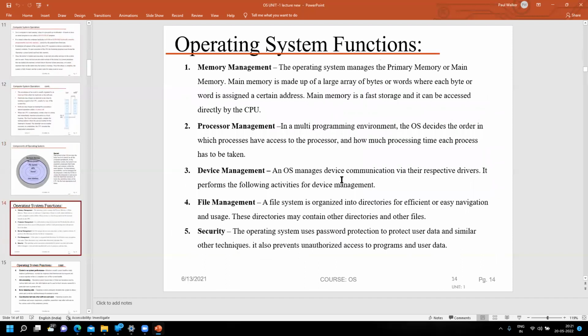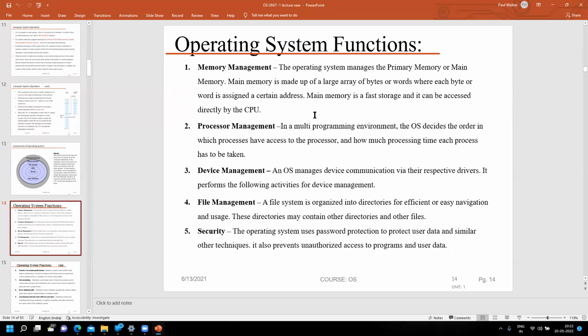The next topic is operating system functions: memory management, process management, device management, file management, and security. Coming to memory management, the memory is classified into primary memory and secondary memory. The main memory is capable of coordinating millions of tasks, it is capable of fast storage, and it can be easily accessed by the CPU.